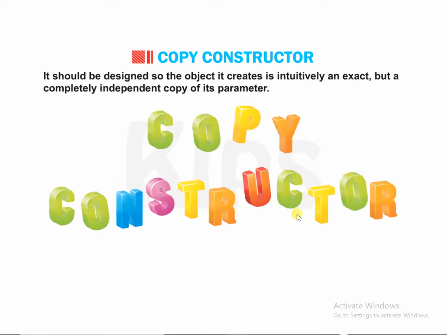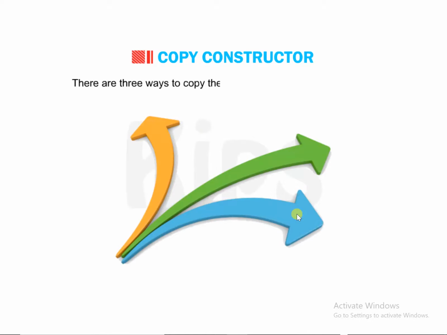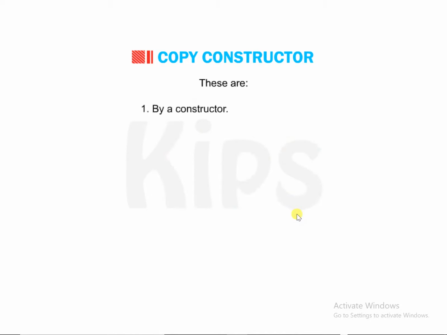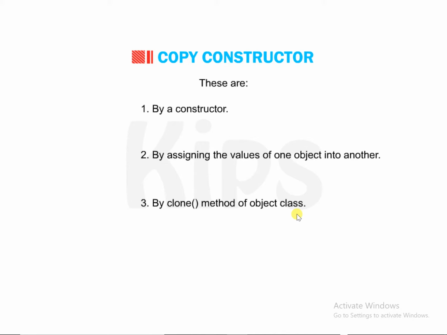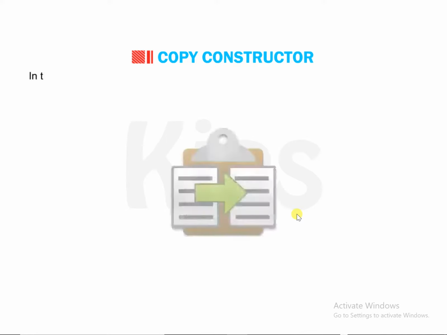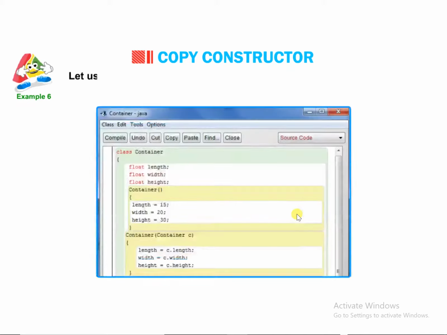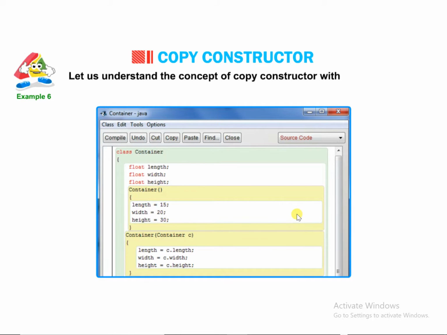its parameter. There are three ways to copy the values of one object into another. These are: Number 1, by a constructor. Number 2, by assigning the values of one object into another. Number 3, by clone method of Object class. In this lesson, we are going to learn how to copy the values of one object into another by using the copy constructor. Example. Let us understand the concept of copy constructor with the help of the previous example.